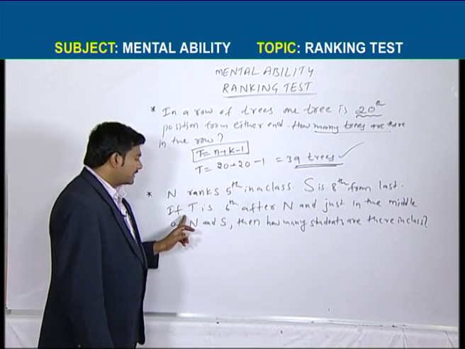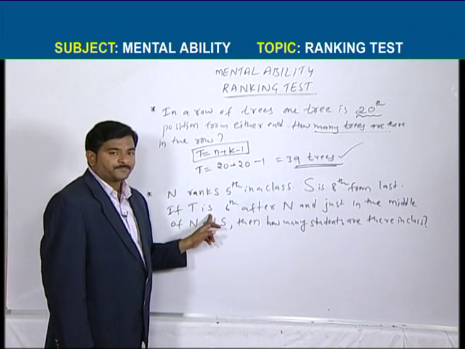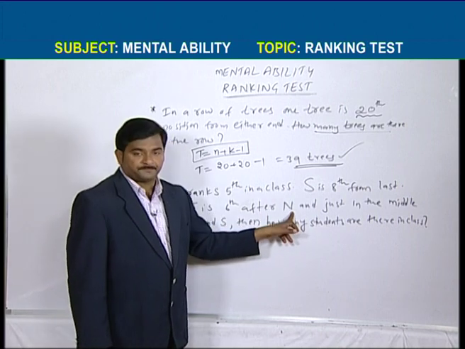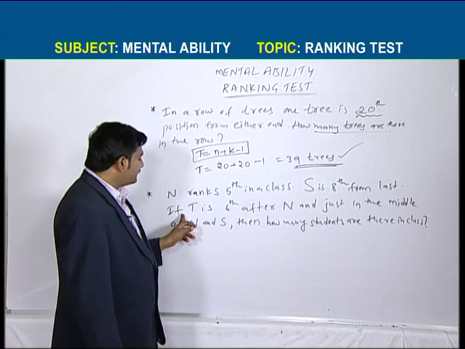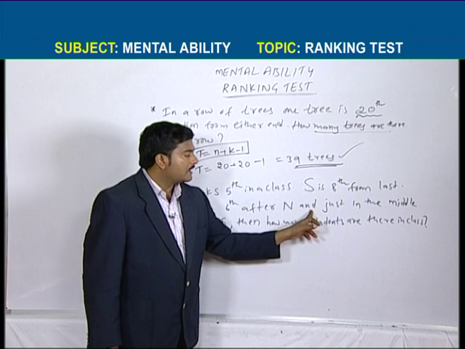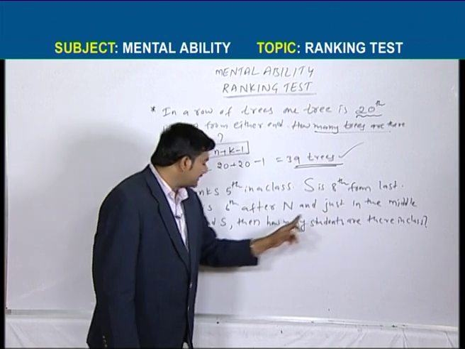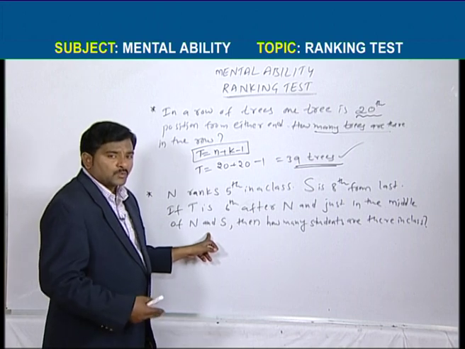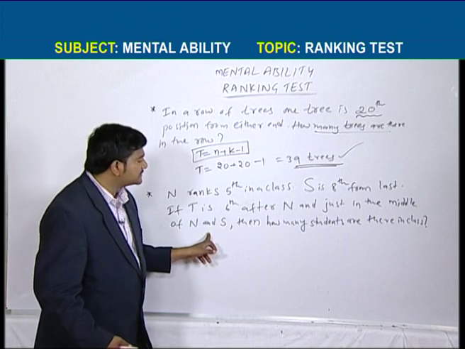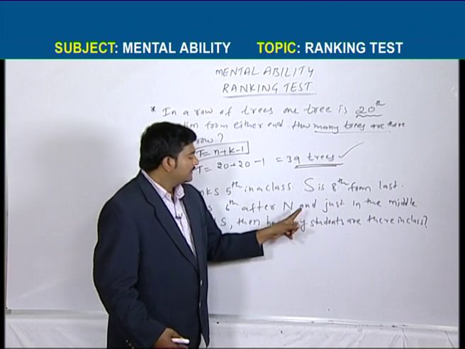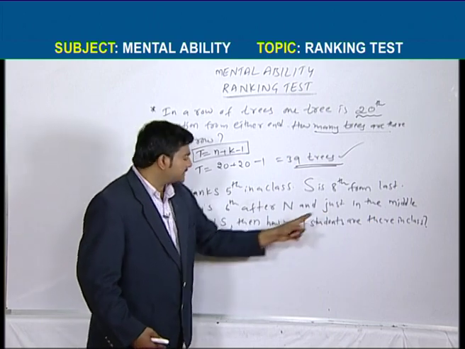Second line: if T is 6th after N and just in the middle of N and S. I repeat, if T is 6th after N and just in the middle of N and S. Who is just in the middle of N and S? T is 6th after N and just in the middle of N and S.